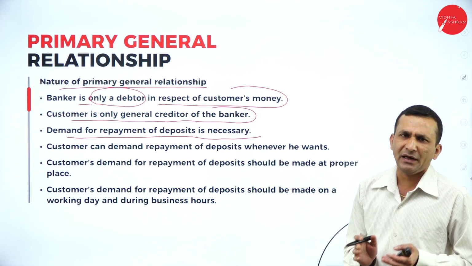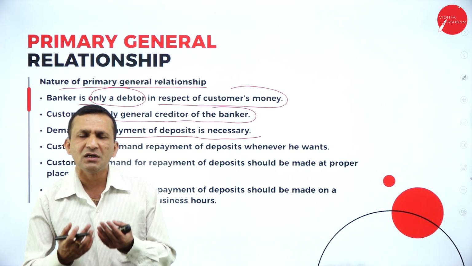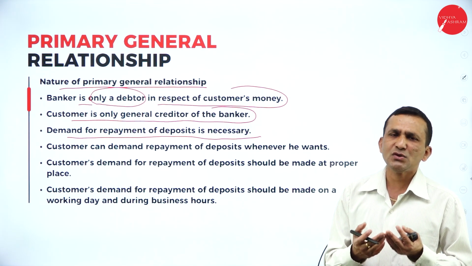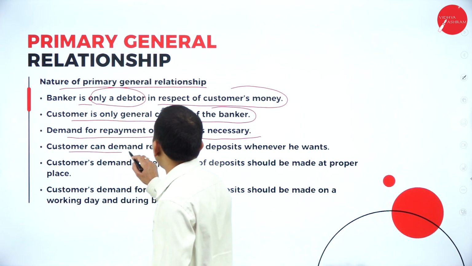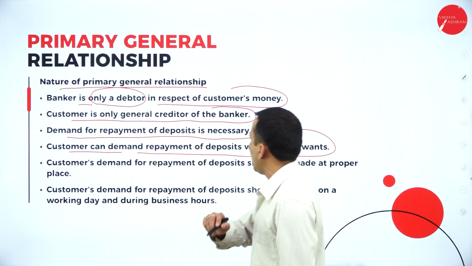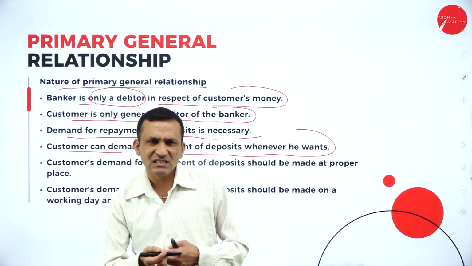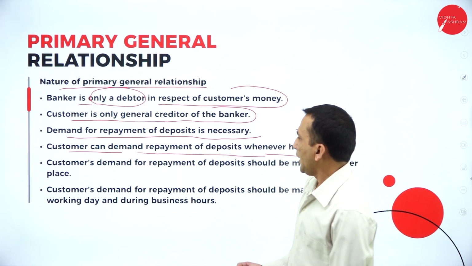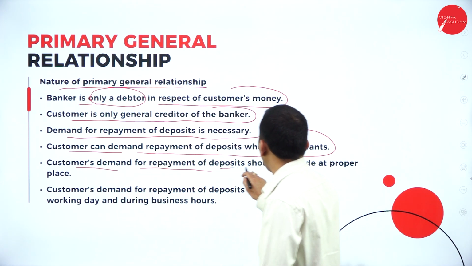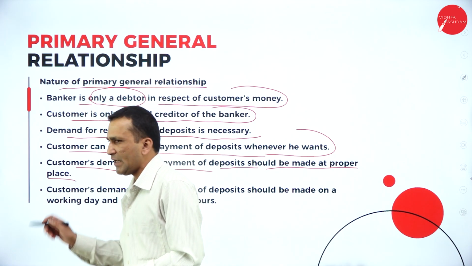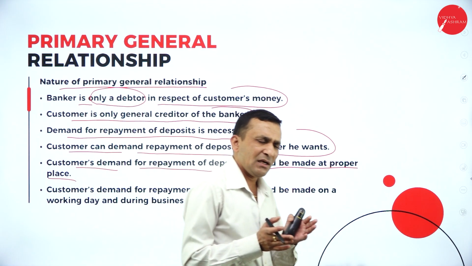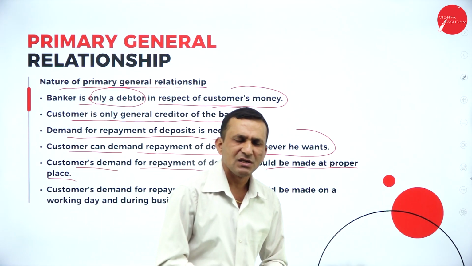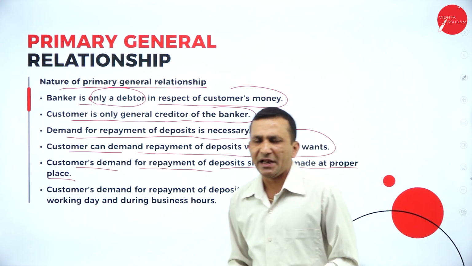The demand for repayment, because the customers are opening an account. The term is called deposit. Whenever the customer needs money, definitely the bankers have to provide it. So the customer can demand repayment of the deposit whenever he wants. Here, in case of a loan amount, the customer wants to repay. In case of a deposit, the bank has a responsibility to repay. The customer's demand for repayment of the deposit should be made at the proper place. So what does proper place mean? Because of the core banking system, the customers can deposit in one place and withdraw from another place, now using a traveler's cheque or negotiable instruments.